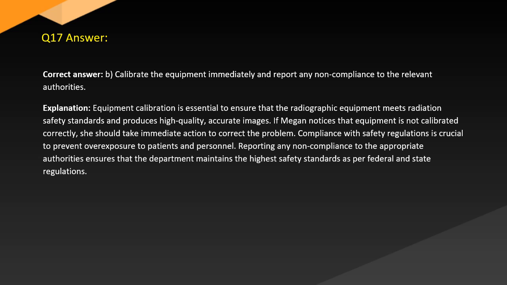Answer. Correct answer: B. Calibrate the equipment immediately and report any non-compliance to the relevant authorities. Explanation. Equipment calibration is essential to ensure that the radiographic equipment meets radiation safety standards and produces high-quality, accurate images. If Megan notices that equipment is not calibrated correctly, she should take immediate action to correct the problem.